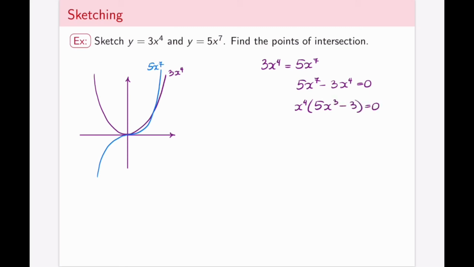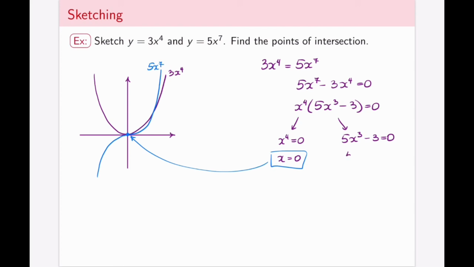Factoring is a very powerful technique because it gives me two pieces which multiply to give 0. The only way a product is ever equal to 0 is if one of the pieces is equal to 0. So this immediately gives me either x to the fourth is 0 or 5x cubed minus 3 is 0. And I can solve those two equations separately. x to the fourth equals 0 implies that x is equal to 0. And then, of course, I can see that at my point of intersection right here.